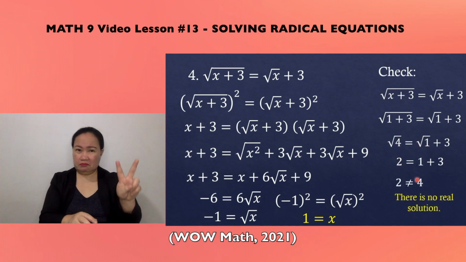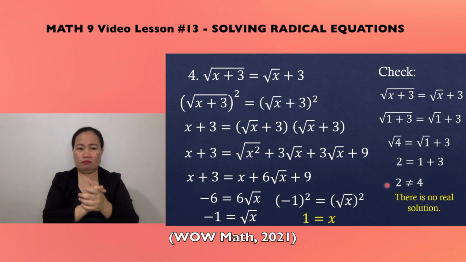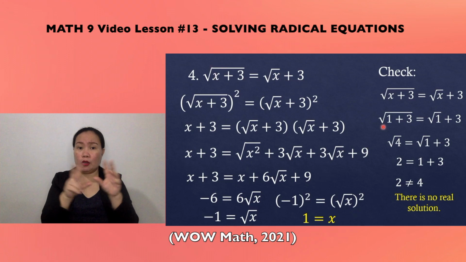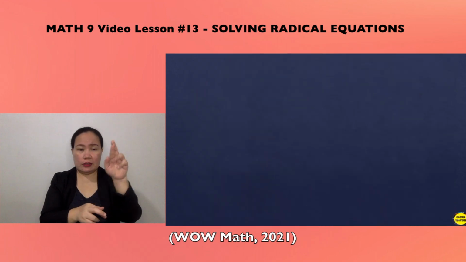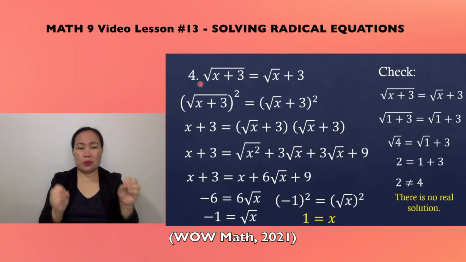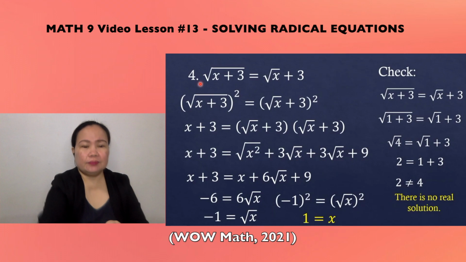So, this means that for the radical equation given, there is no real solution. Okay. So, 1 is not the solution of this radical equation. There is really none. There is no real solution for this given equation.